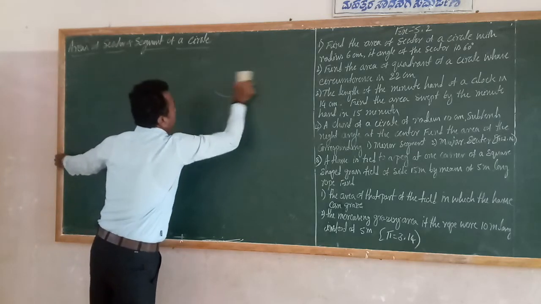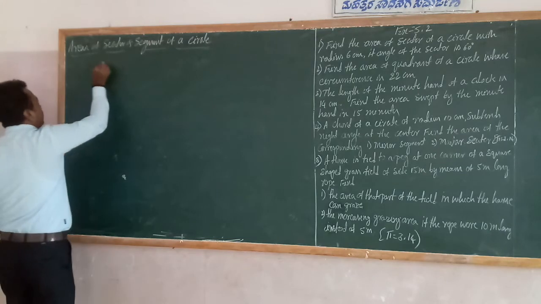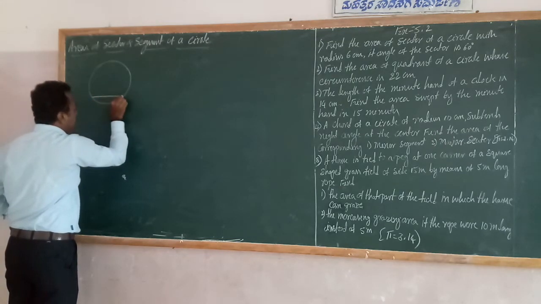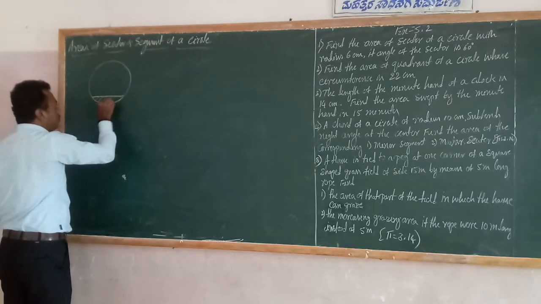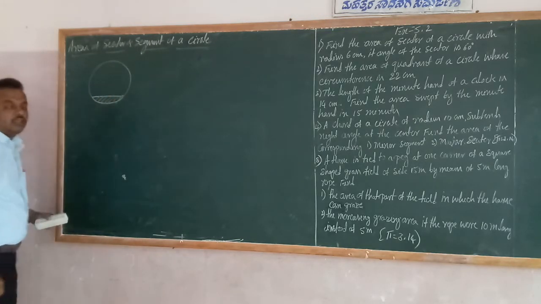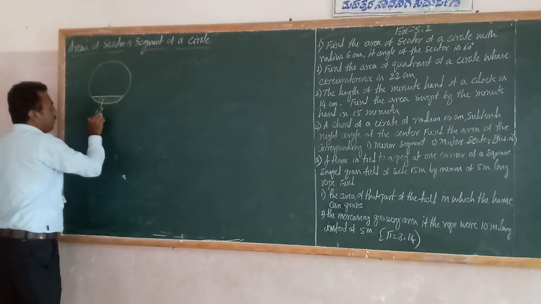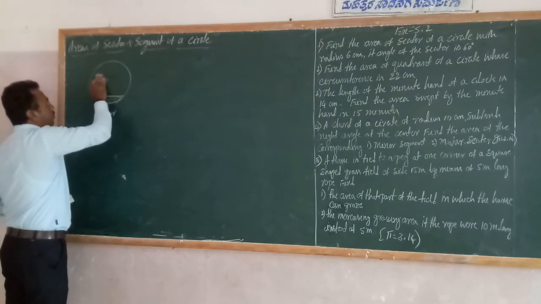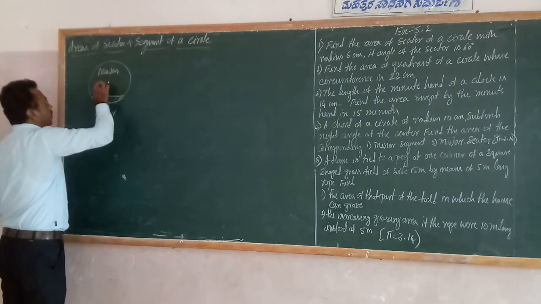Now I will come to the segment of the circle. Okay students, we already know segment. What is the meaning of segment? A segment is the region enclosed by a chord and the arc. So this is the minor segment, and this is the major segment. Okay. So this is the center of the circle.